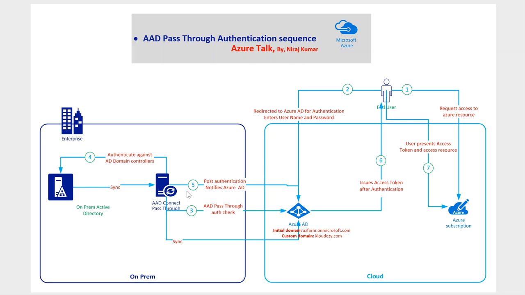You don't need any inbound connectivity. If you look at this diagram, you don't need any inbound connectivity. It's always an outbound. Your server is making an outbound call. Nothing is reaching out back from the internet to your on-prem server.